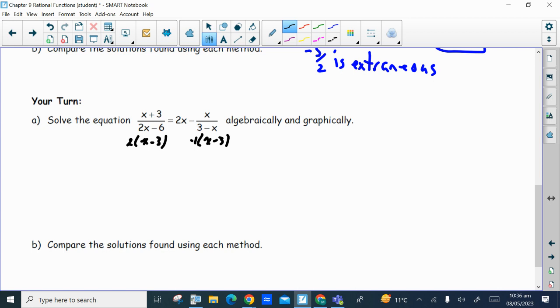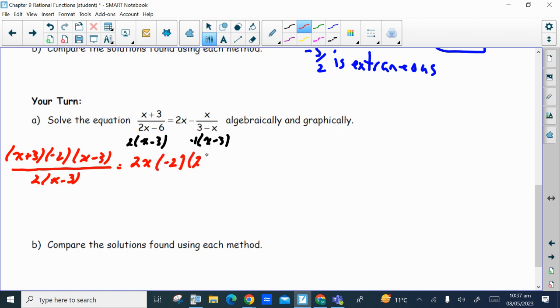Our common denominator would be negative 2 bracket x minus 3. Okay, you got to have a negative sign because one of the factors is negative 1. So we're going to multiply every term by negative 2 bracket x minus 3. And when I write my denominators, I will use the factored form. It just makes it easier to cancel. So on the right side, we have a term of 2x that will have to be multiplied by negative 2 bracket x minus 3.